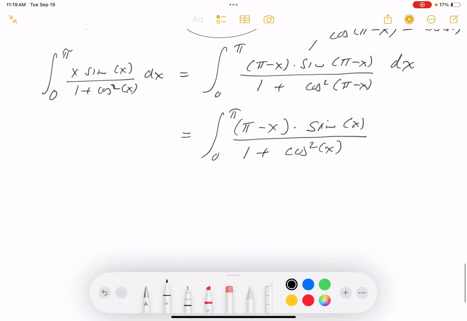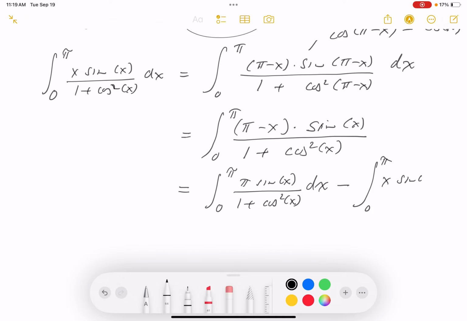Someone says, does that help you? A little bit. All right, so let's write this down over here. I'm going to split into two integrations now. The integration I'm seeing is 0 to pi of sine x over 1 plus cosine squared x dx, and then it's going to be minus 0 to pi of x sine x over 1 plus cosine squared x dx. And what does that equal? It equals this over here.